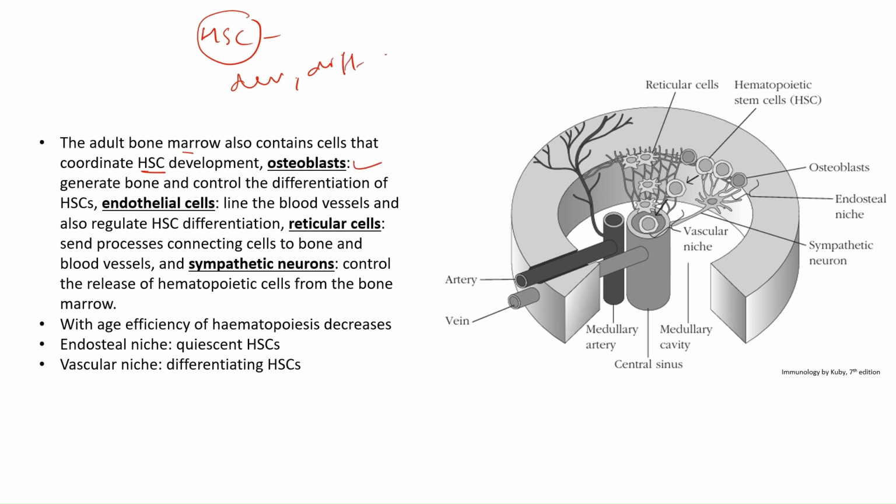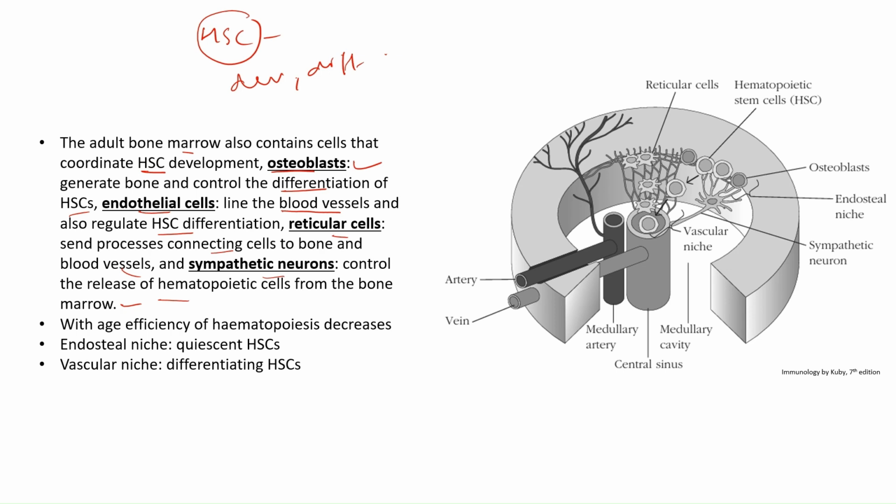These are osteoblasts. Osteo means bone cells. They generate bone and control the differentiation of hematopoietic stem cells. Endothelial cells line the blood vessels and regulate HSC differentiation. Reticular cells connect cells to bone and blood vessels. Sympathetic neurons control the release of hematopoietic stem cells from bone marrow. Depending upon the signal, they will release the hematopoietic stem cells.